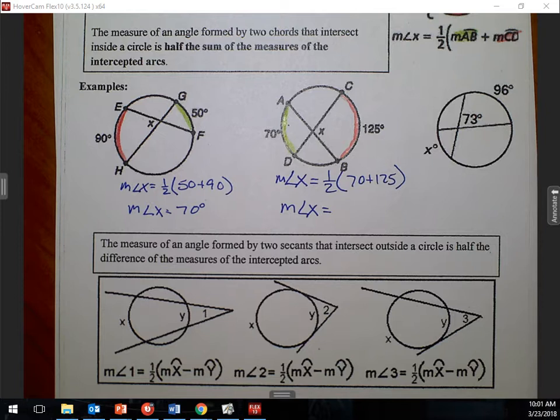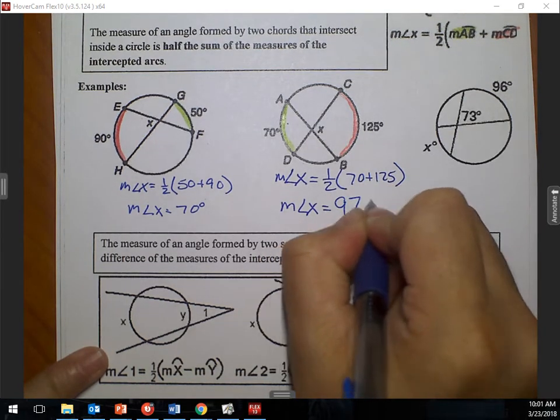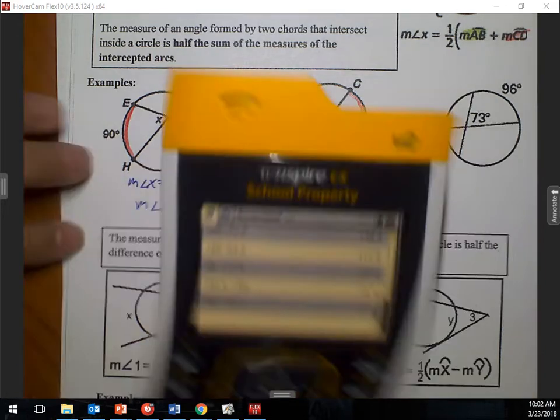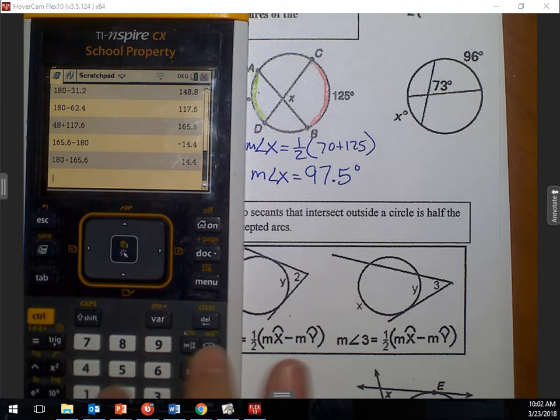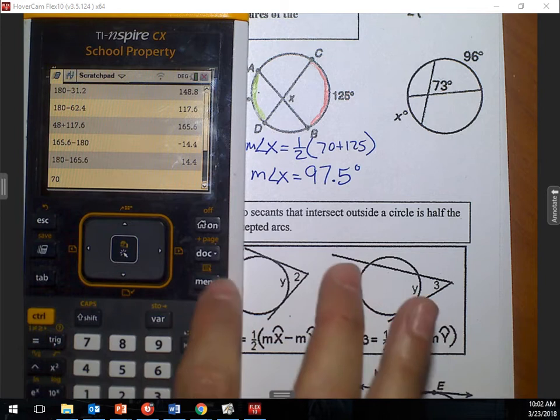All right. What'd you get? 97.5. 97.5 degrees? Yeah. So, how did we get 97.5? Because you added 125 and 70, which equals 195, and then you divide that by 2. Very good. All right. I will slow that down a little bit. Actually, I'm just going to do the whole calculator part.